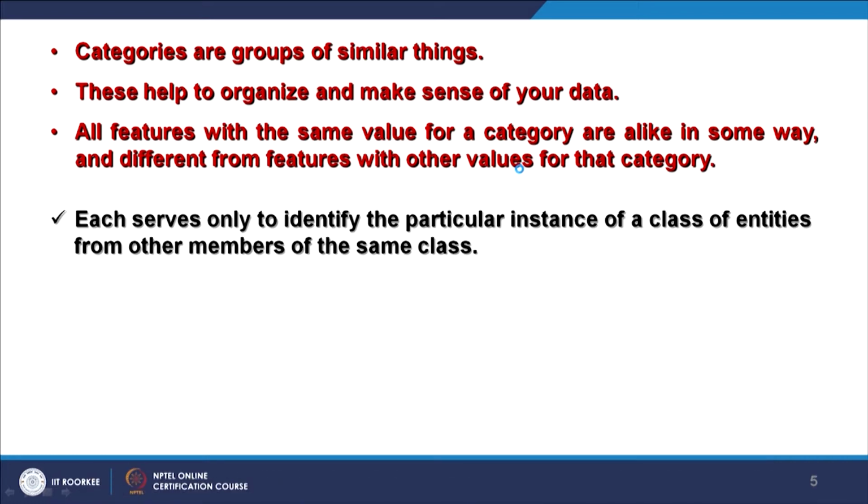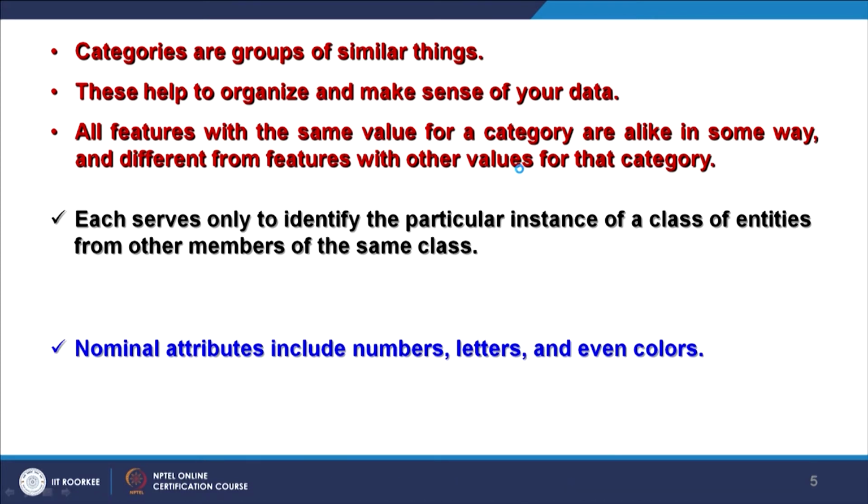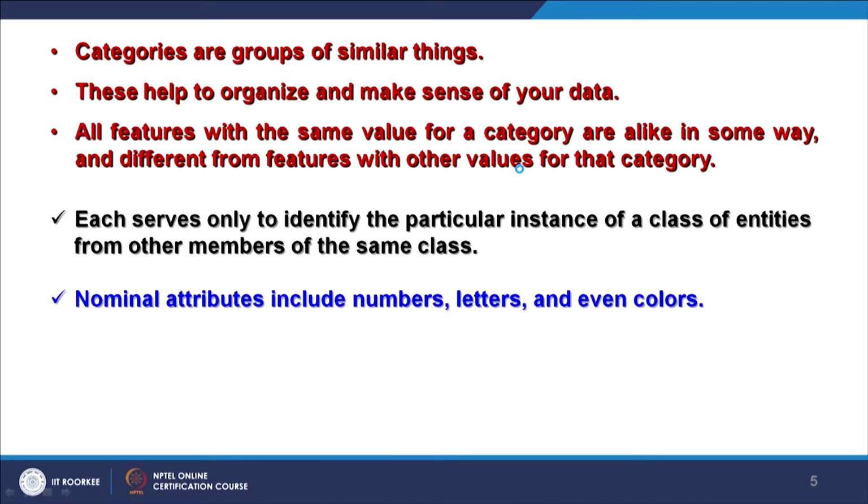And these categories serve only to identify the particular instance of a class of entities from other members of the same class. So two people are having two different names and therefore it is easy to identify who is who. And nominal attributes may include alphabets, that means letters, or even colors or numbers. Numbers can also be nominal attributes.